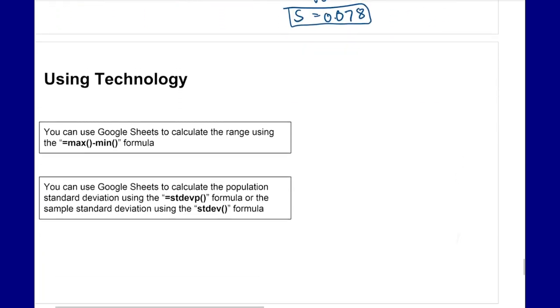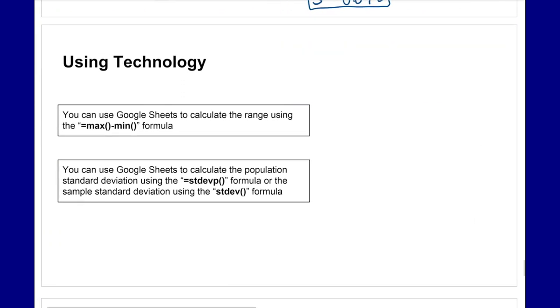Now again, because it is a tedious calculation, if I have a large set of data or large numbers, it's not going to be the easiest thing to calculate. There are ways that we can do it using Google Sheets or Excel. There are two formulas. One looks at range: find the max and then subtract the min from it. So slightly using two parts in our formula.